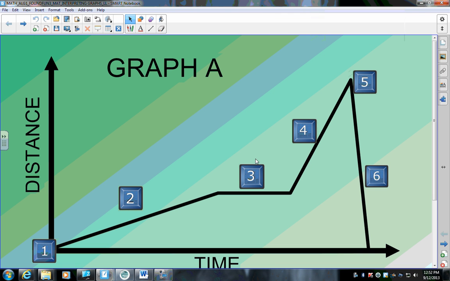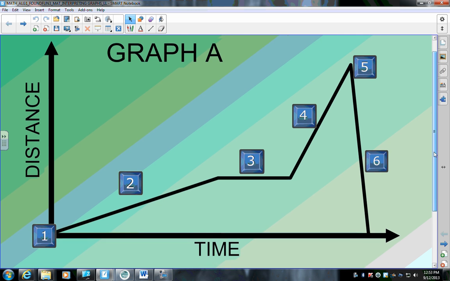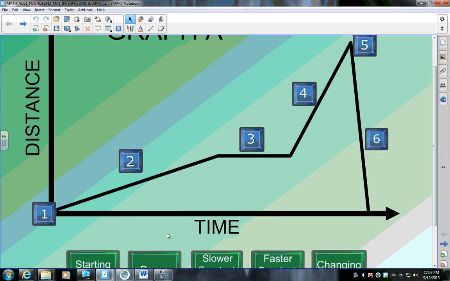Now let's look at this graph. On this graph, on the piece of paper that you have here in class, up there in that box, it says sketch graph A. So I need you to sketch the line, and I need you to label the numbers. I'll give you a second to do that. If you're watching the video, then just pause the video.